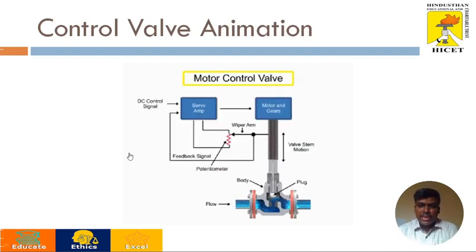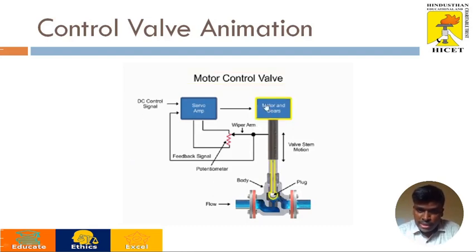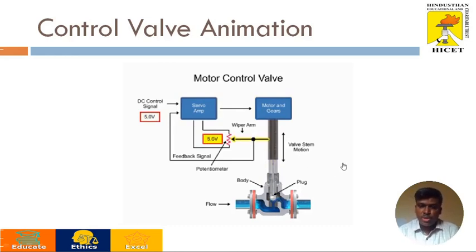And the third one is the electric based control valve, that means an electric motor. This is completely a feedback system where the stem is connected with the help of a motor and gears. When supply is applied, the motor moves the stem up and down, where the valve plug is completely seated down. When these two voltages are equal, the valve gets opened and the flow gets resumed. So these are the different types of control valve animations here.